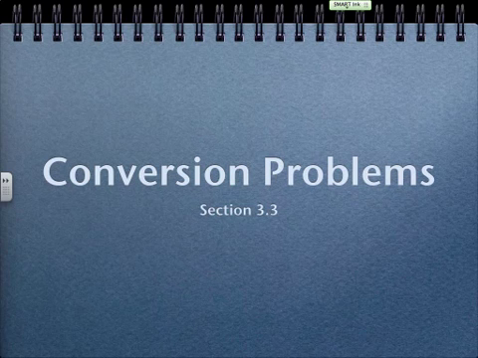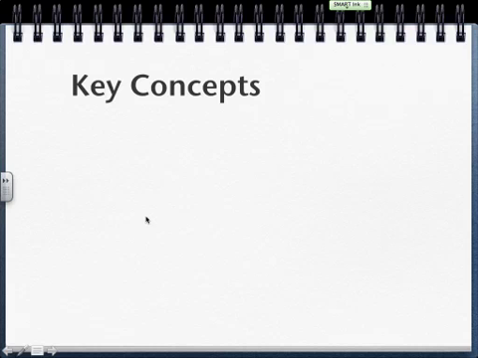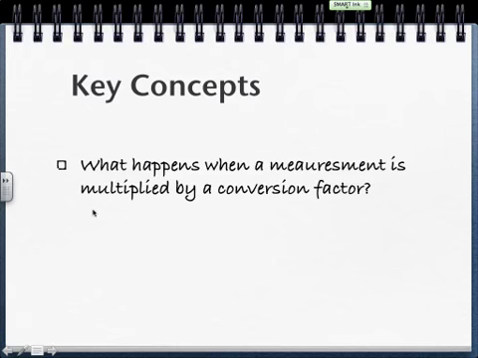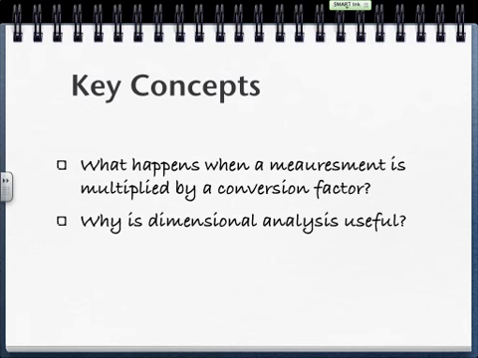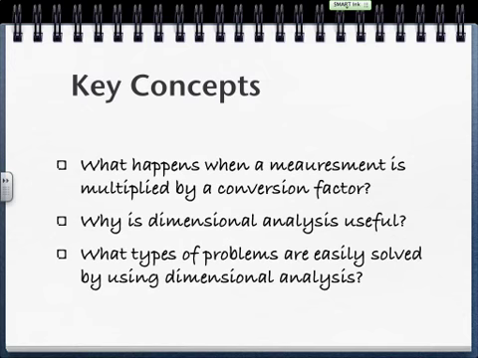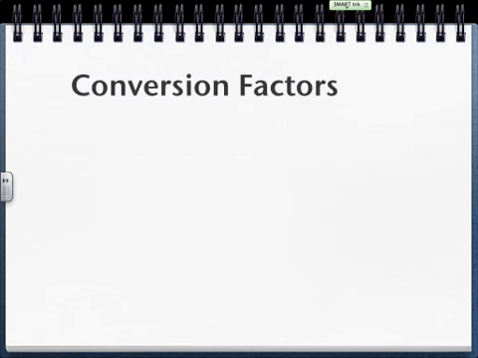Section 3.3, conversion problems. So here's our key concepts. What happens when a measurement is multiplied by a conversion factor? Everyone know what happens there. Why is dimensional analysis useful? And what types of problems are easily solved using dimensional analysis?